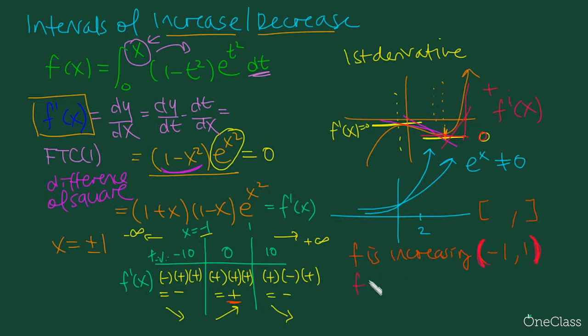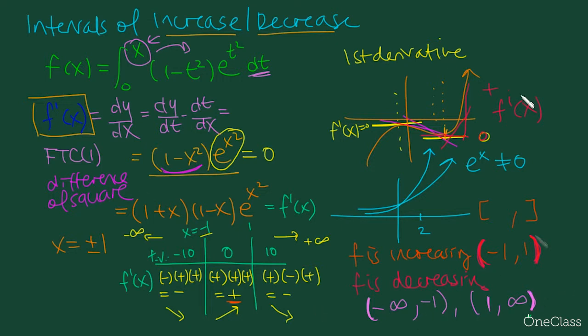And likewise, f is decreasing over two intervals, this and this. So obviously you can never capture infinity, so you must put a round bracket all the way to negative 1 and 1 all the way to infinity, and you can never include infinity, so you must put a round bracket.